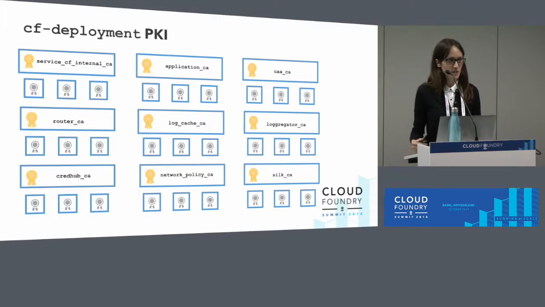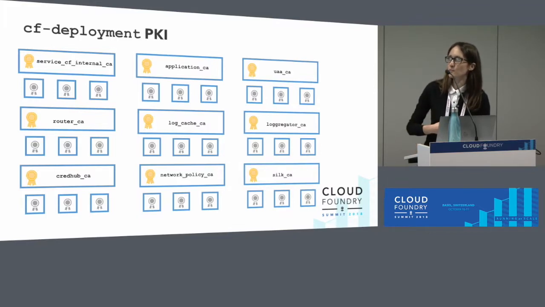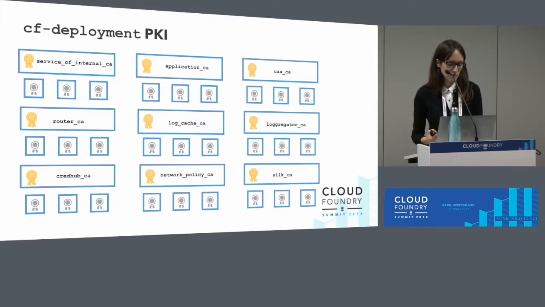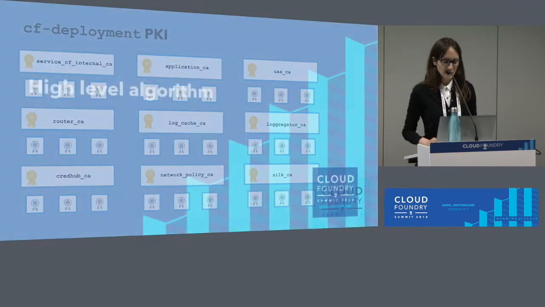So pretty much every subsystem in this large distributed system is using its own PKI. There are about 9 of them, and they all sign a various number of certificates. So again, you want to be able to rotate these certificates in a way that will not cause any downtime for you, hopefully.